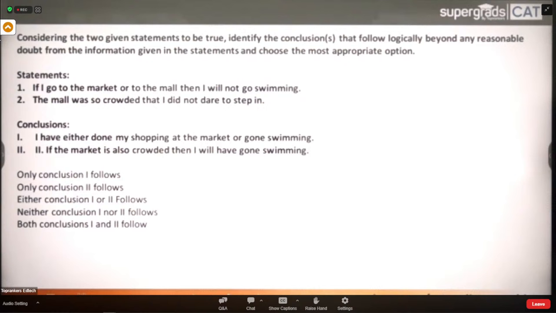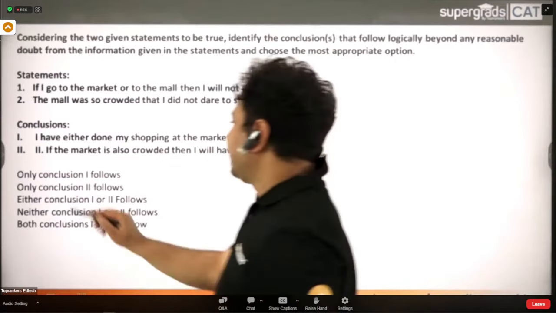One more. Considering the two given statements to be true, identify the conclusions that follow logically beyond any reasonable doubt from the information given, and choose the most appropriate option. First statement: if I go to the market or to the mall, then I will not go swimming. Second: the mall was so crowded that I did not dare to step in. Conclusions. First: I have either done my shopping at the market or gone swimming. Second: if the market is also crowded, then I'll have gone swimming.